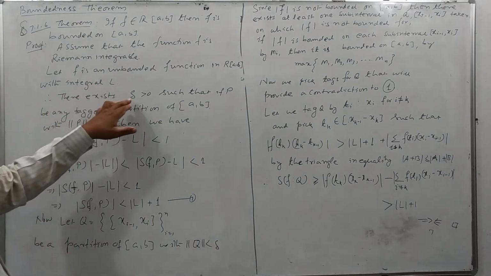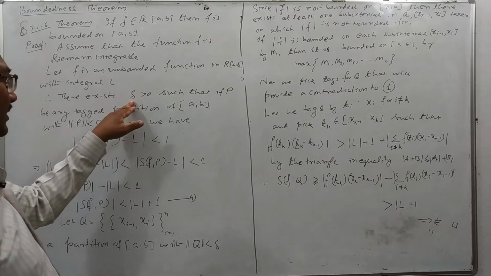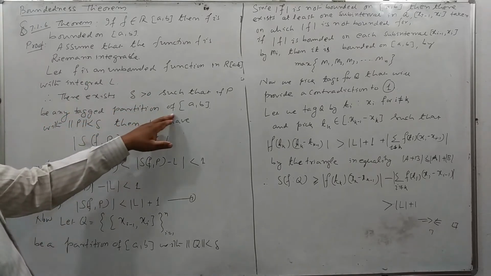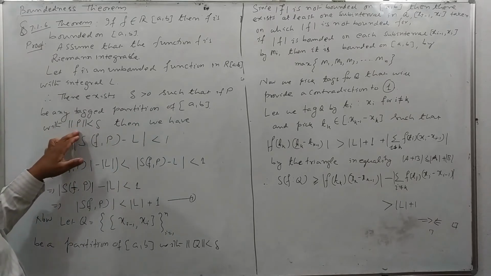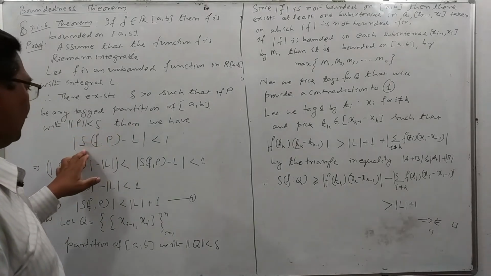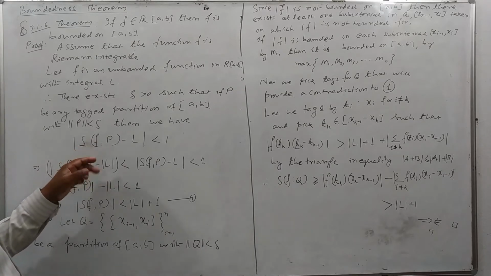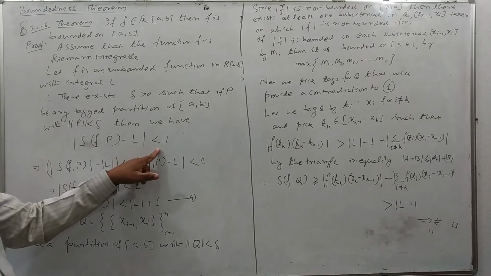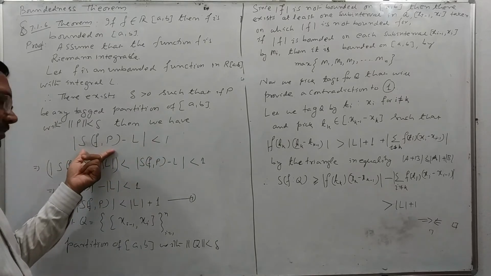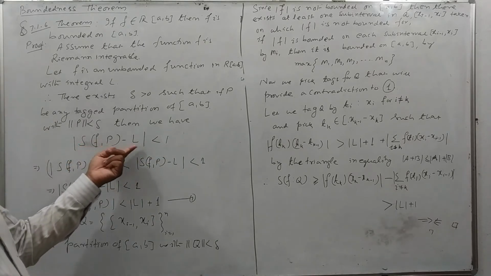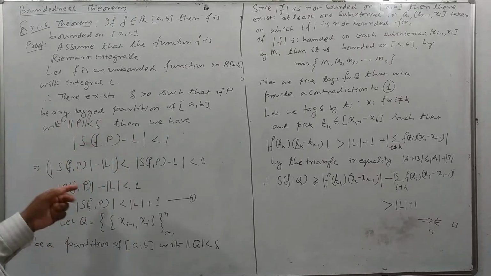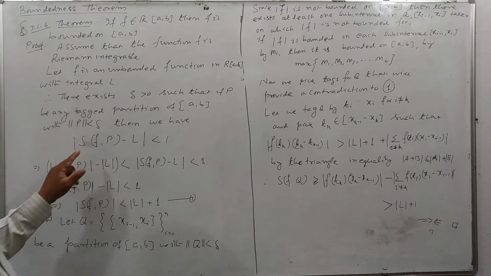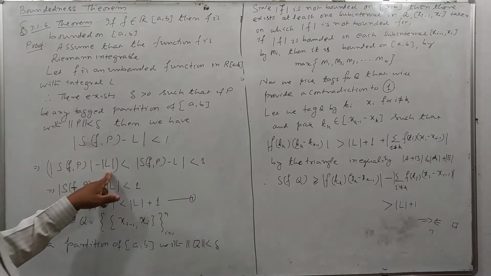There exists a positive delta such that if P is any tagged partition of the closed interval [a, b] with norm of P less than delta, then the Riemann sum of the function f corresponding to partition P minus L is less than epsilon. The difference of the Darboux sum of the function f corresponding to partition P and L is less than 1. The Darboux sum of f corresponding to partition P and this L, by the triangle inequality.